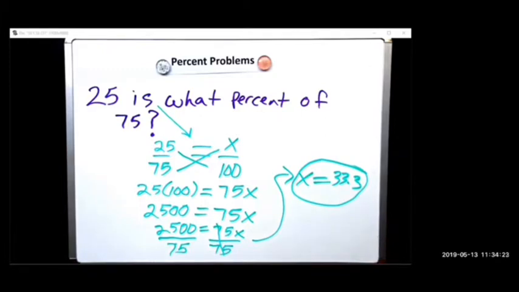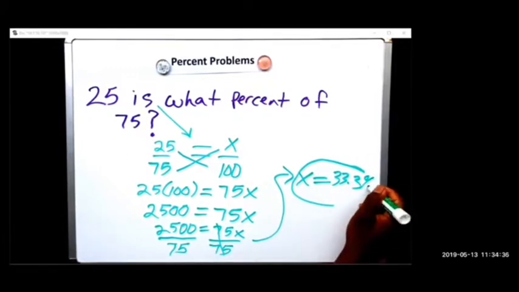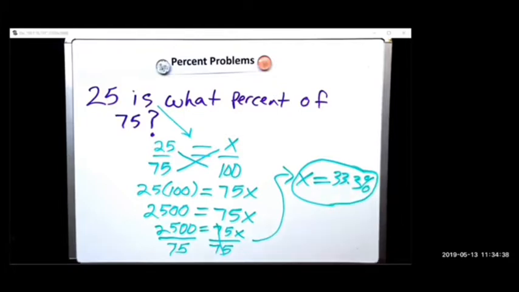So it says what percent? So if you write 33.3, you're missing something because we're calculating the percent. So what we should add is 33.3%. Just be careful with that. Okay? Always after you finish the problem, go back to the question. What was I asking? What was I looking for again? Oh, what percent? 33.3. So 25 is 33.3% of 75.